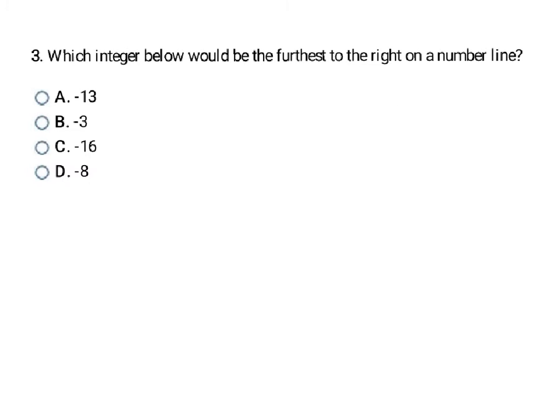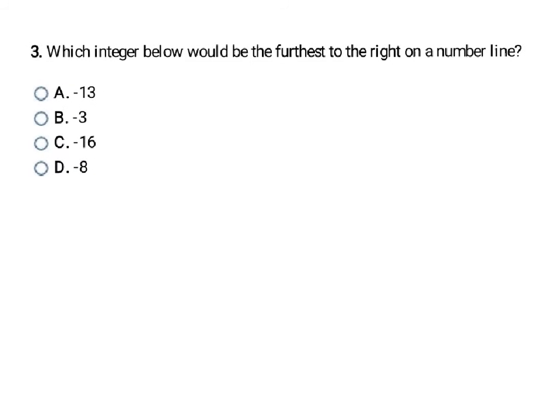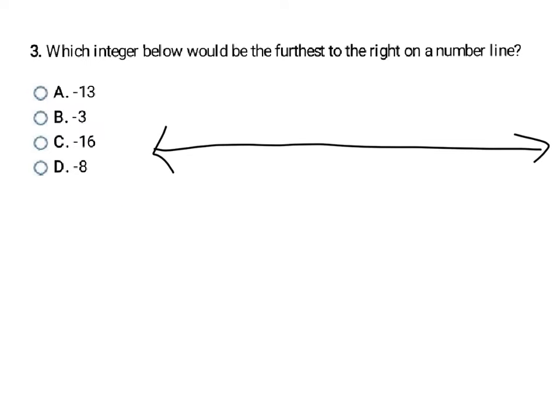Now I have a question that wants to know which one would be the furthest right on a number line. If you think about a number line, you can actually sketch one out on your paper to answer this. You're going to have 0, and then negative numbers to the left, and positive numbers to the right. So if it's the furthest to the right, that means it's going to be your greatest number, because the numbers go up as you go to the right.